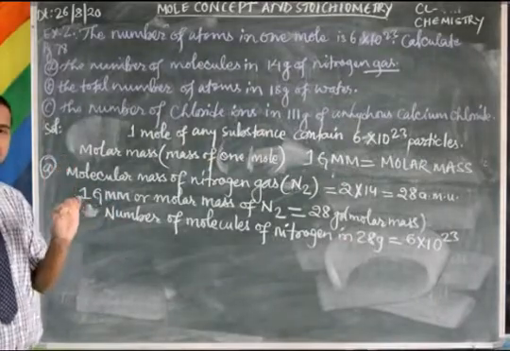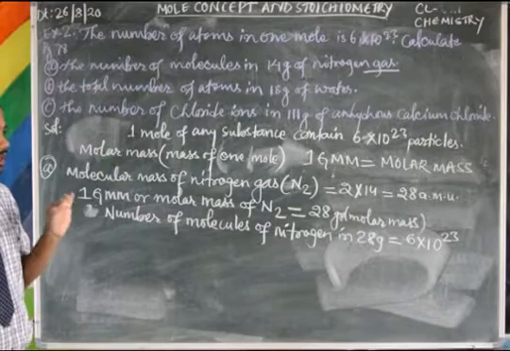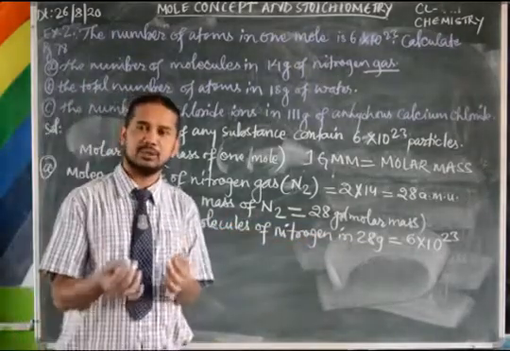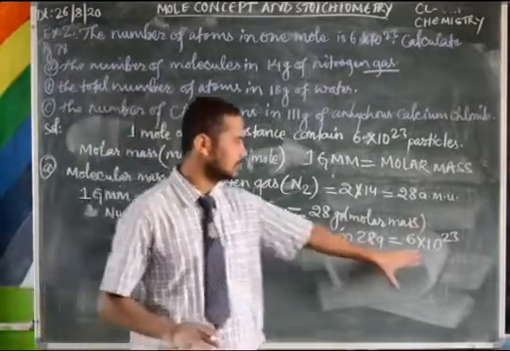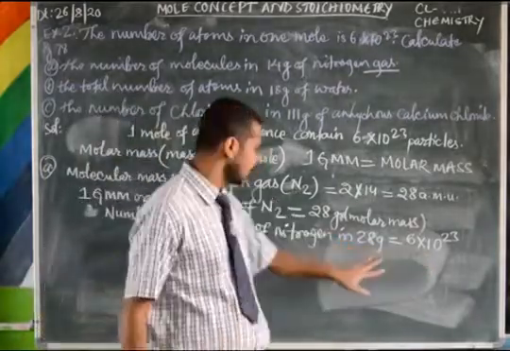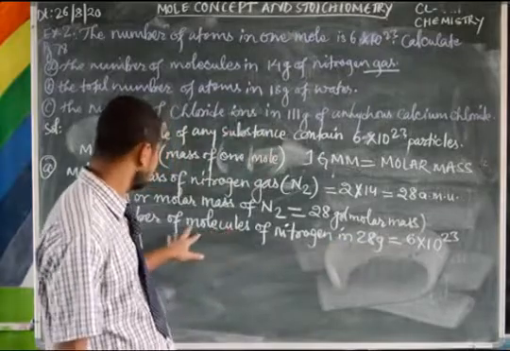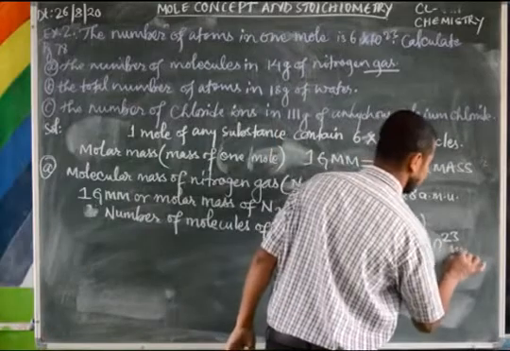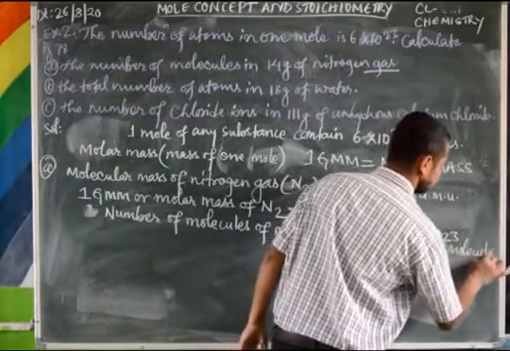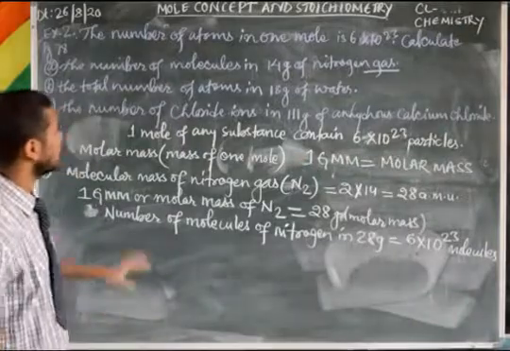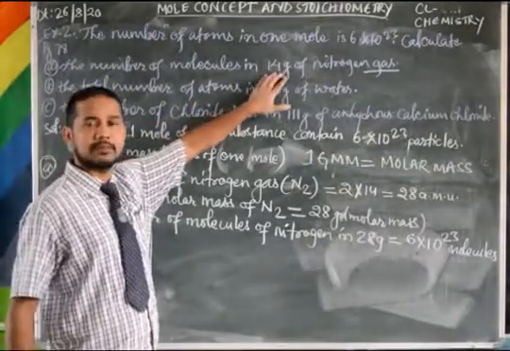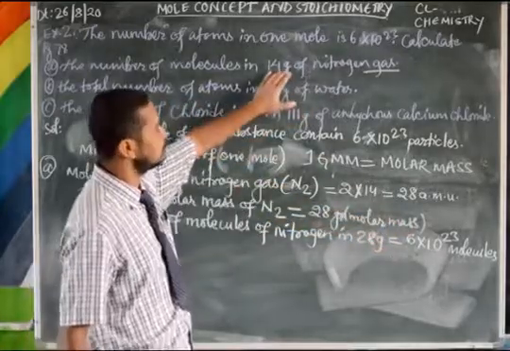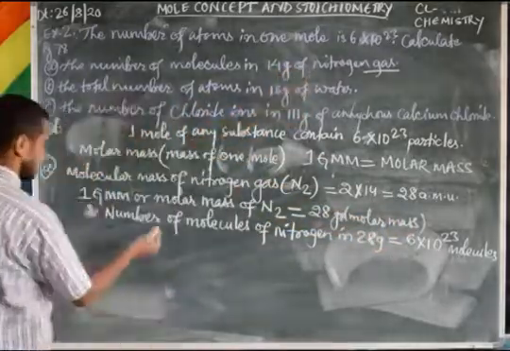Mass of 1 mole of nitrogen gas is 28 gram. And we know that 1 mole of anything contains this many particles. Here it is molecules. So number of molecules of nitrogen in 28 gram is 6 into 10 to the power 23 molecules. But what is given here? 14 gram. So let's do then.